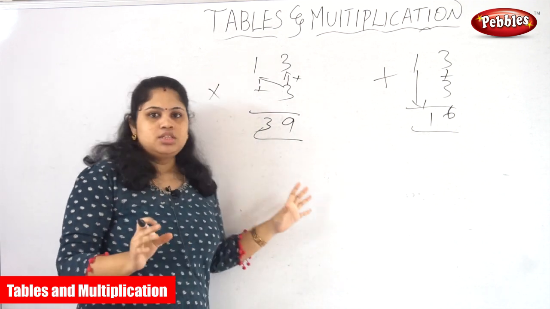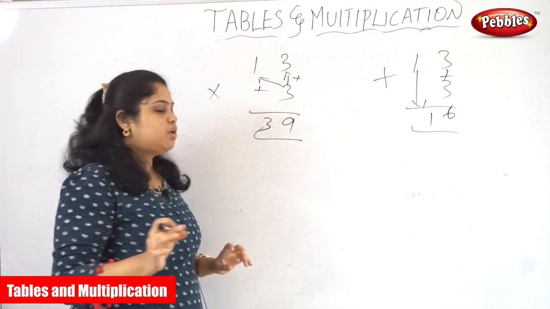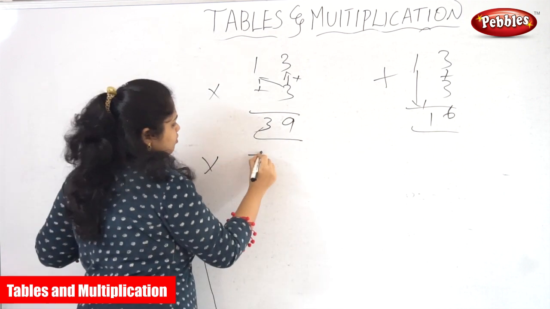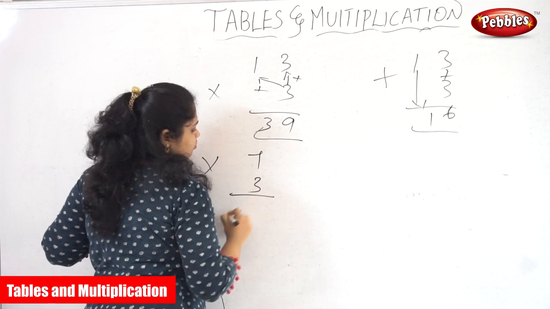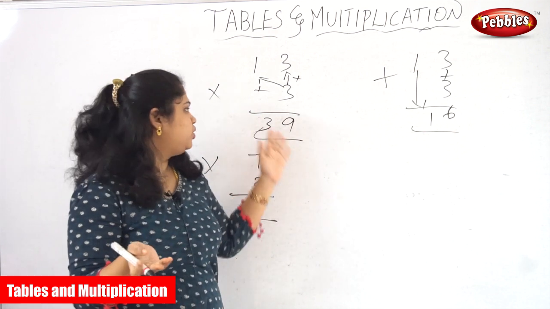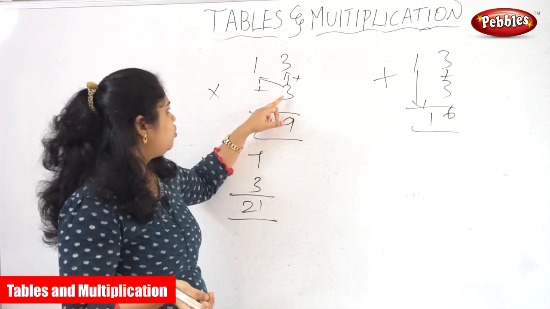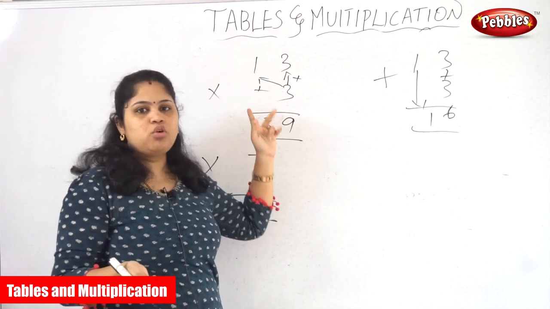At this point, don't get confused. It is similar to single-digit multiplication like 7 into 3, which is 21. So there is no problem here. It is also like a single-digit multiplication. What is the change? This number is going to be multiplied by both numbers.